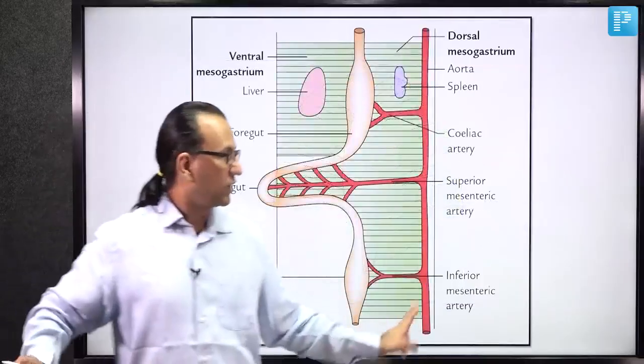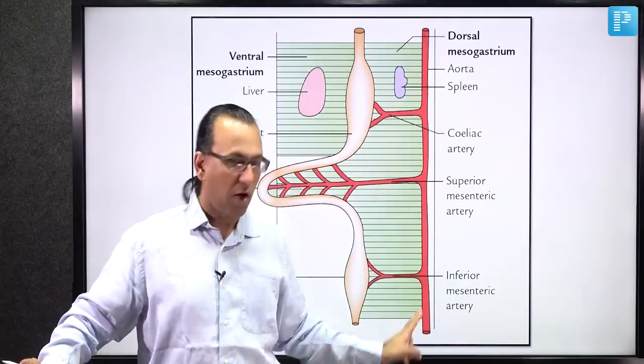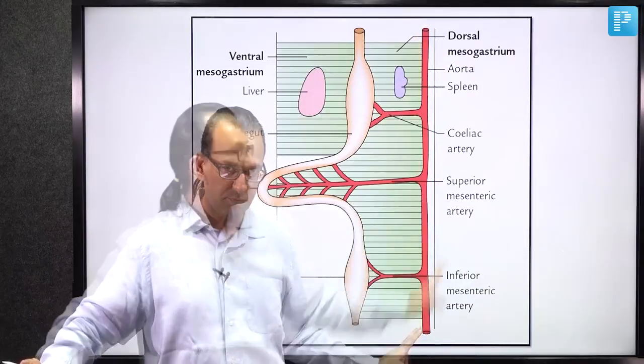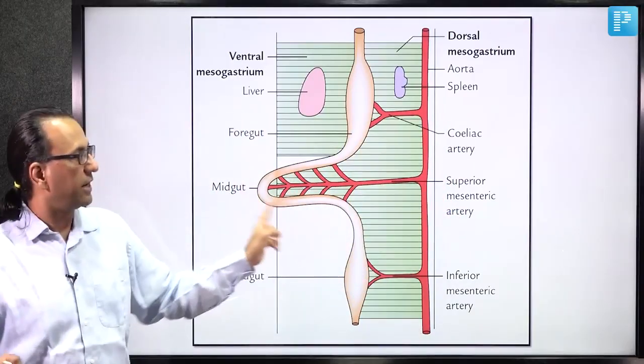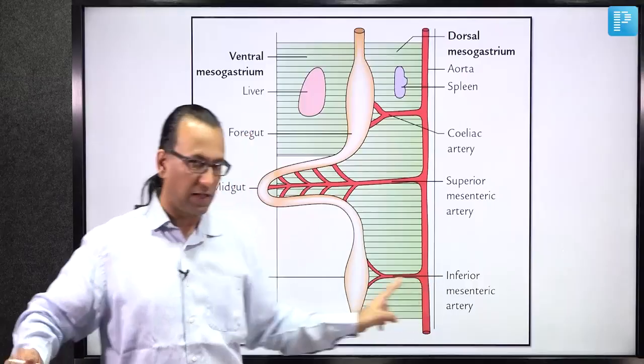But before that, you can see that on the posterior abdominal wall you have the abdominal aorta supplying the gut tube: the celiac artery to supply the foregut derivatives, the superior mesenteric artery supplying the midgut derivatives, and the inferior mesenteric artery supplying the hindgut derivatives.